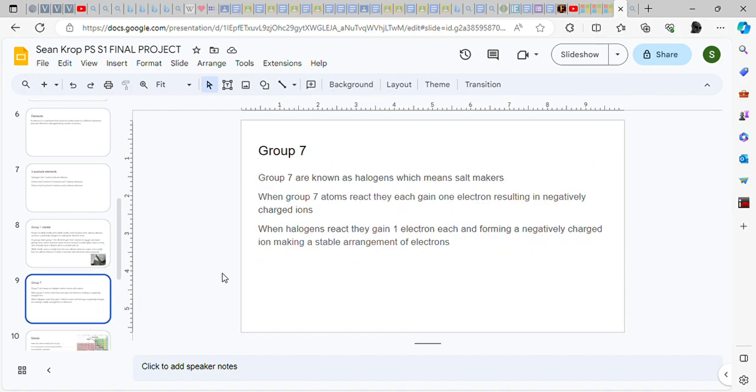Group 7. Group 7 are known as halogens, which means salt makers in Greek. When group 7 atoms react, they each gain 1 electron, resulting in negatively charged ions. When halogens react, they gain 1 electron each, forming a negatively charged ion, making a stable arrangement of electrons.